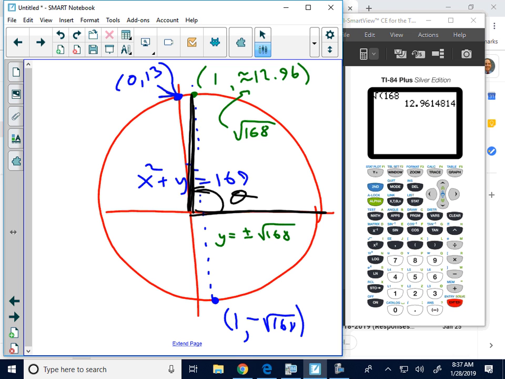12.96, thereabouts, right? So the tangent of that angle is going to be y over x, which is, well, exactly the square root of 168, but about 12.96. Correct? Because it's y divided by x. Now, as we get closer and closer to the top of the circle, we can still calculate the tangent.